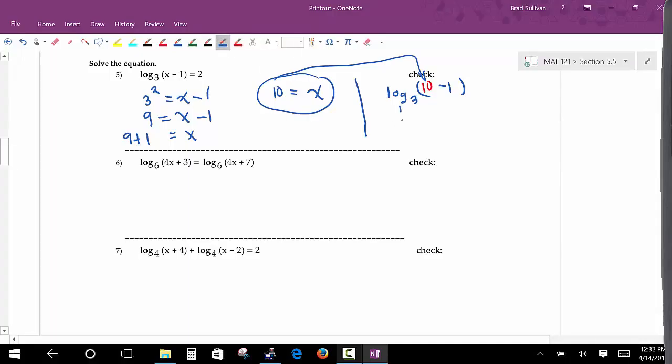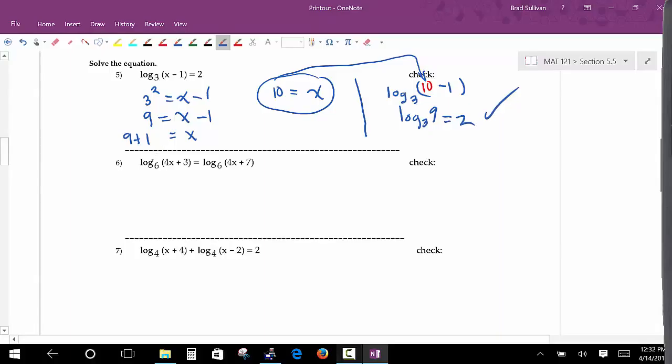This is just saying log base 3 of 9. What is that? Remember, you want to be quick on these. 2. Very good, right? 3 to the second is 9. So that means that one checks out, doesn't it? That's the right answer. Okay, the next one.